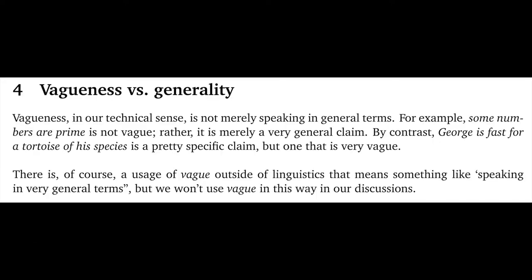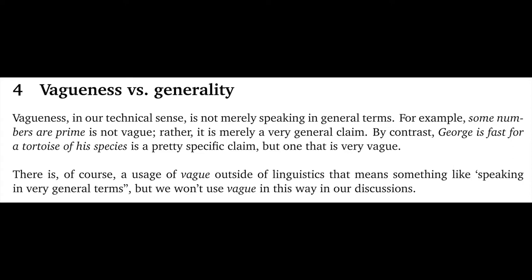Okay, so our first competitor notion for vagueness, so to speak, is generality. And here I just want to emphasize that vagueness is not merely speaking in general terms. Take, for example, the sentence, some numbers are prime. This is a very general claim, but it's not vague in any significant sense. Compare that with George is fast for a tortoise of his species. That's a very specific claim, but also a vague one due to the use of the vague adjective fast.